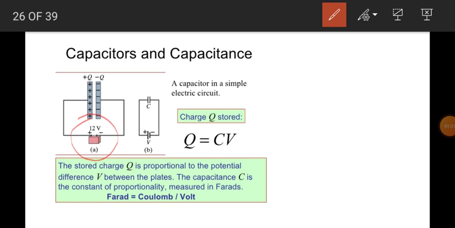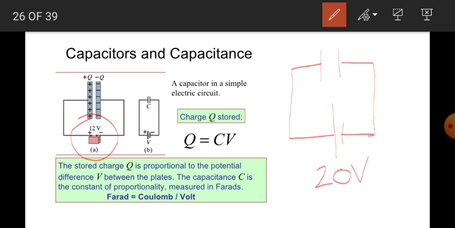So in place of 12 volt, if I increase the voltage, suppose I use a 20 volt battery, my capacitor will store more charges, and the potential difference will be more. If I use a 20 volt battery, it will have a potential difference of 20 volt. So it's like a battery, in short, I can say that.